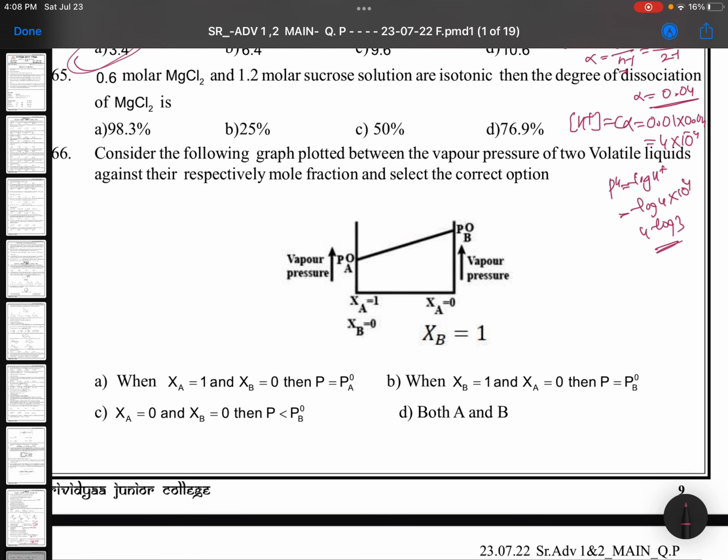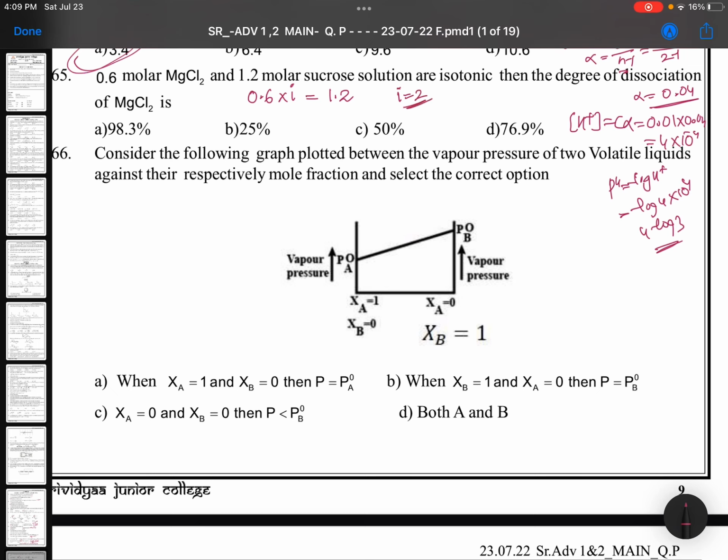0.6 molar MgCl2 and 1.2 molar sucrose solutions are isotonic, then the degree of dissociation of MgCl2 is? 0.6 molar MgCl2 means 0.6 into Van't Hoff factor, we take i, that is equal to 1.2. For MgCl2, i value will be there. For sucrose, i value is going to be 1. So 0.6 into i is equal to 1.2 means i is equal to 2.